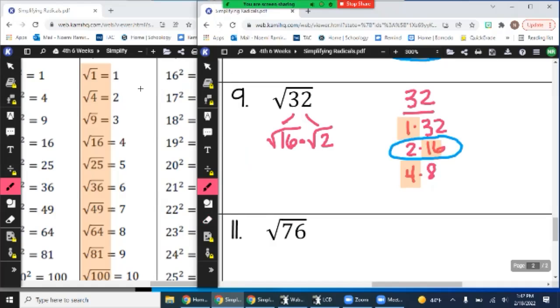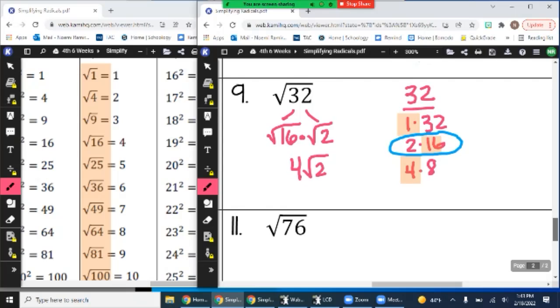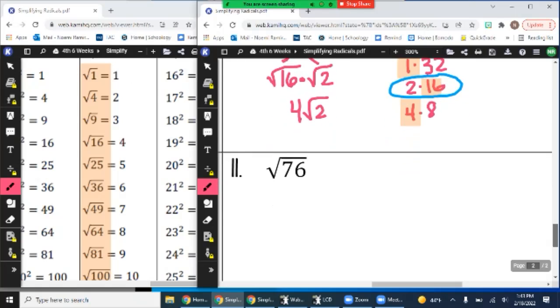So what is the square root of 16? It's 4, it's not 8. 4 times 4 is 16. Don't worry. That's been said every single class period. Everybody always says 8, but it's not 8 plus 8. 8 times 8 is 64. 4 times 4 is 16. Got it, everybody? All right.